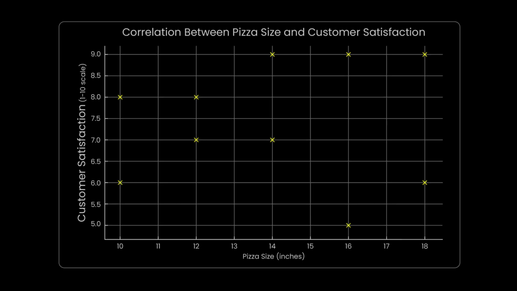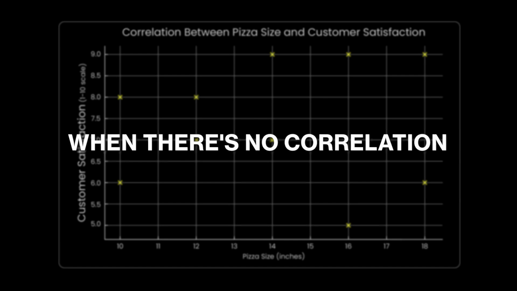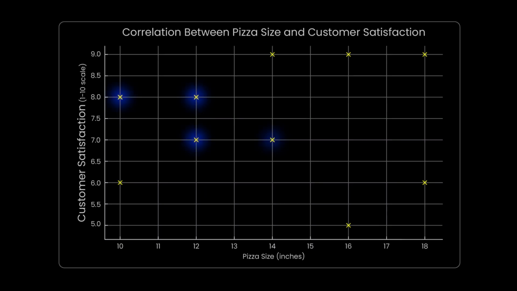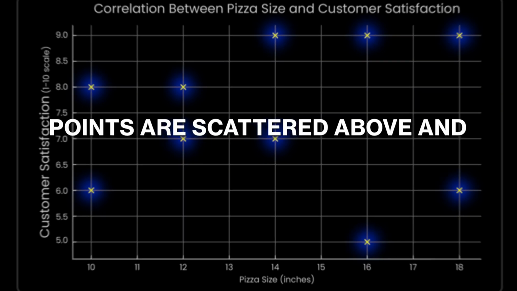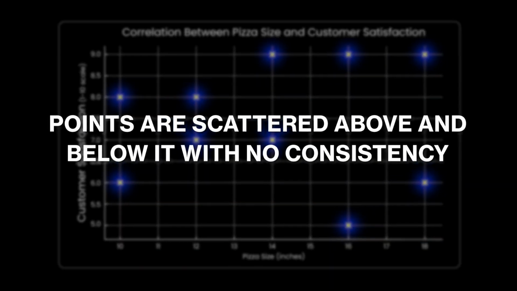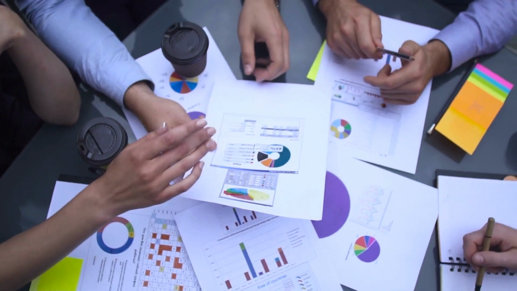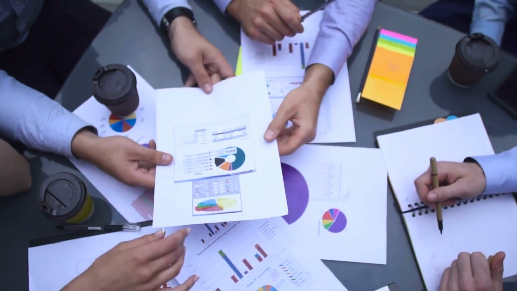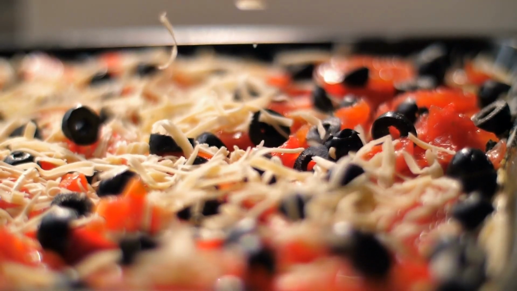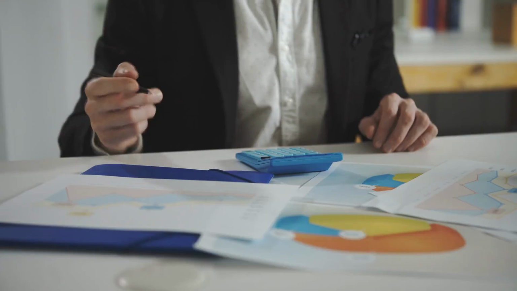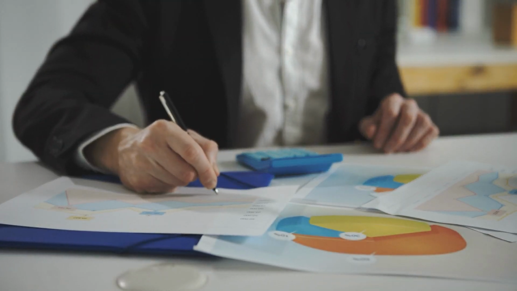Notice how different this looks from our first example? When there's no correlation, the dots appear randomly distributed with no clear pattern. The trend line is flat and points are scattered above and below it with no consistency. This insight saves the pizzeria from unnecessarily investing in larger pizza sizes that wouldn't actually improve customer happiness. A data-driven decision that saves both time and money.